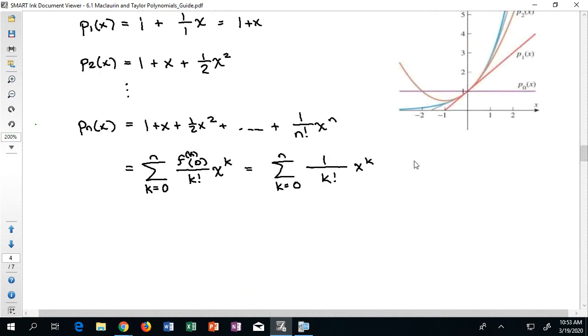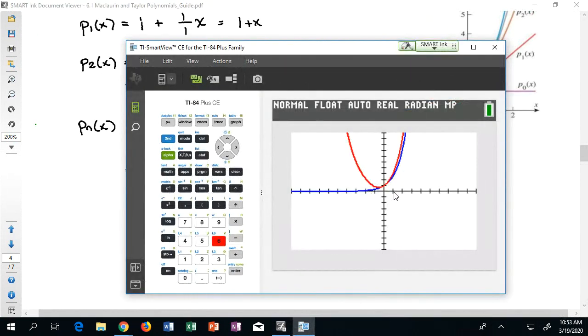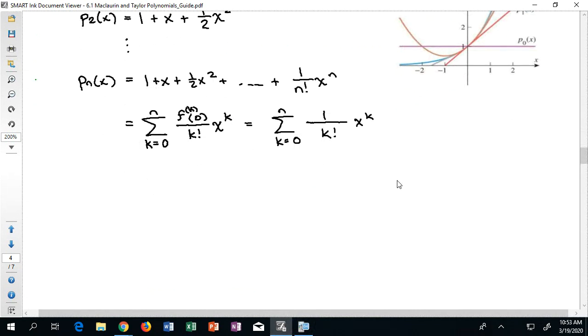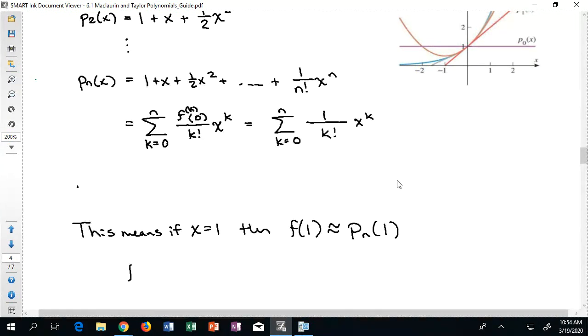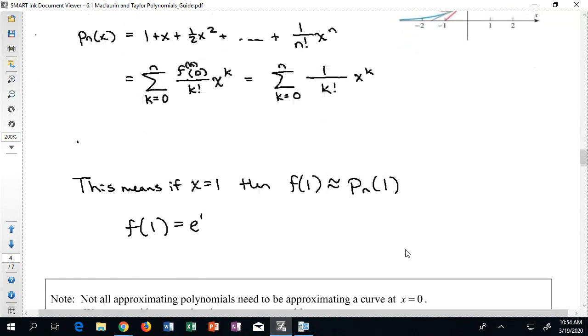The goal would be to say that I could plug in just about any number. Notice if I plug 1 in here, the red thing and the blue thing are almost the same. I could even apply that in general here. I could state down here, this means if x is equal to 1, then f of 1 should be roughly the same as p sub n of 1. So f of 1 is equal to e to the first power. So that's just e. It's like 2.7-ish, right?